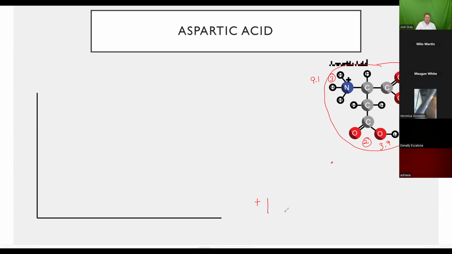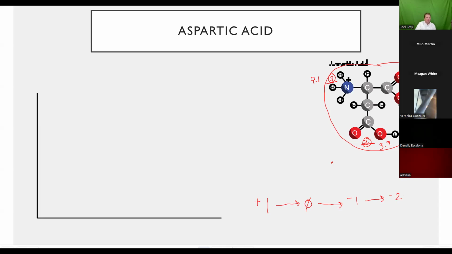Okay. Now, let's think about our charges. This is where my molecule, as it's displayed right here, has a charge of plus one. When my C-termini gets deprotonated, my molecule is going to have a charge of 0. Then, when I get deprotonated in the second position, it's going to have a charge of minus 1. And then my third position is going to have a charge of minus 2.